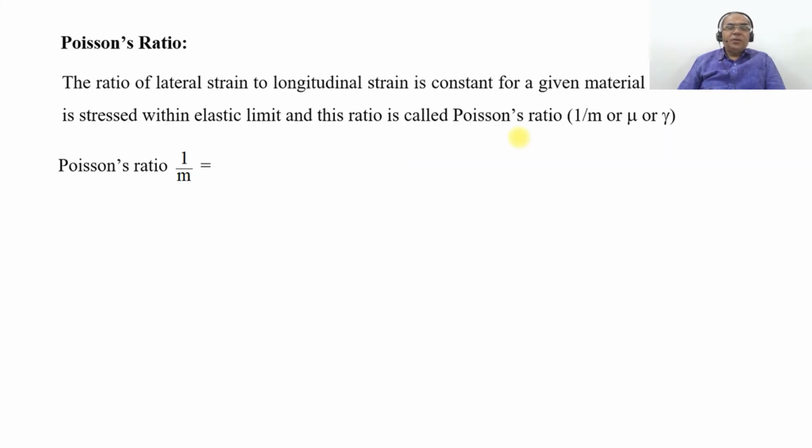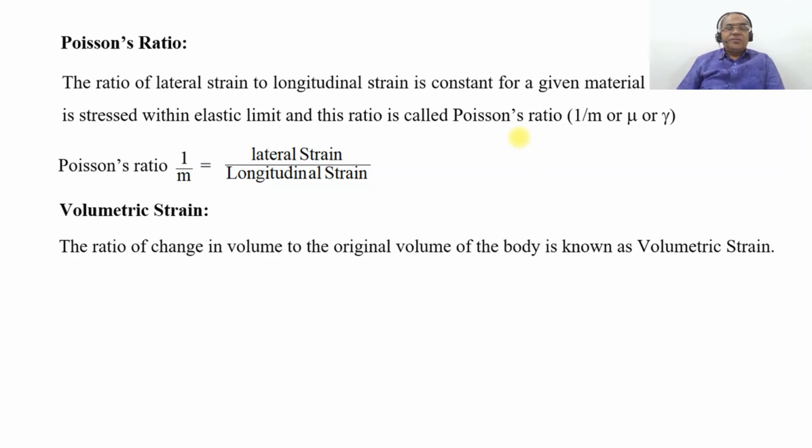So what is the Poisson's ratio? 1 by m will be equal to the ratio of lateral strain by the longitudinal strain. So lateral strain is delta B by B, so epsilon lateral by epsilon longitudinal. So what is the volumetric strain? The ratio of change in volume to the original volume of the body is known as the volumetric strain.